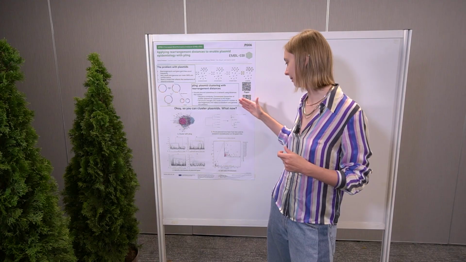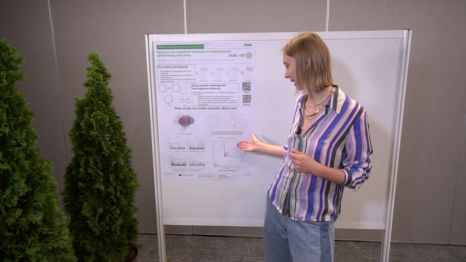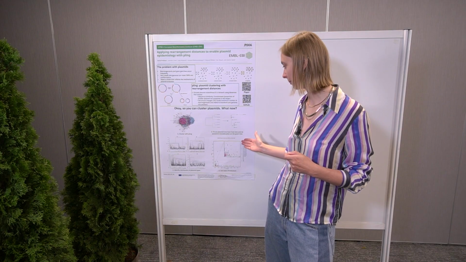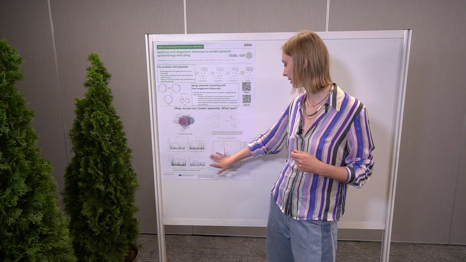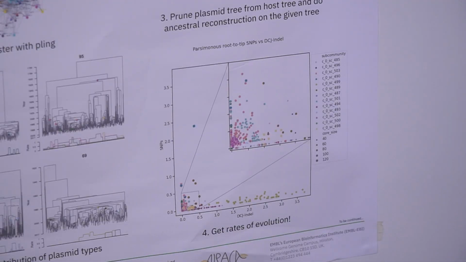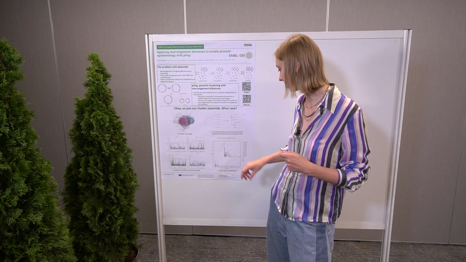And then, if you divide the branch lengths by time, you get these root-to-tip rates per year of SNPs versus DCJ indel. And here they're plotted for a bunch of different plasmid types as identified with Pling. Each color is one type. The size of each dot is relative to the core genome size within that subcommunity.